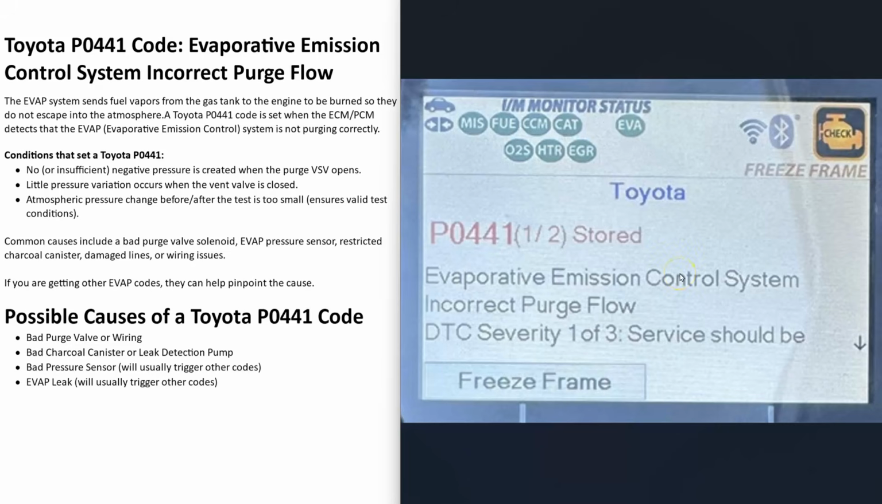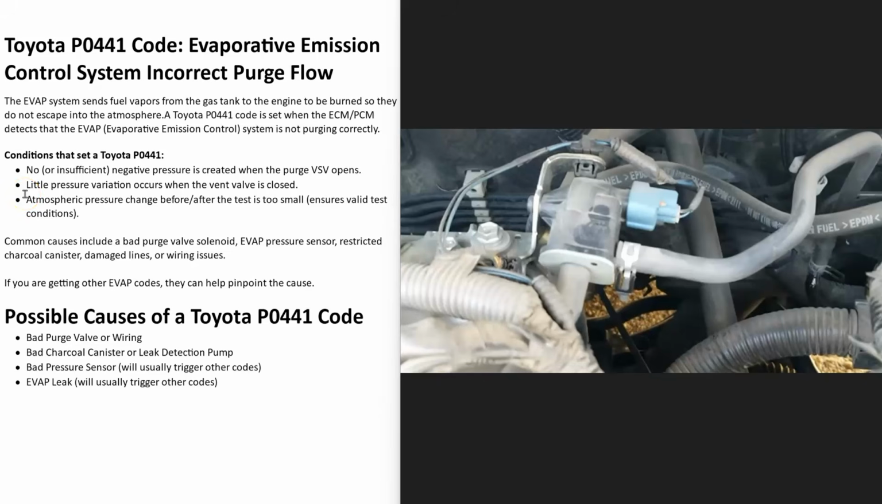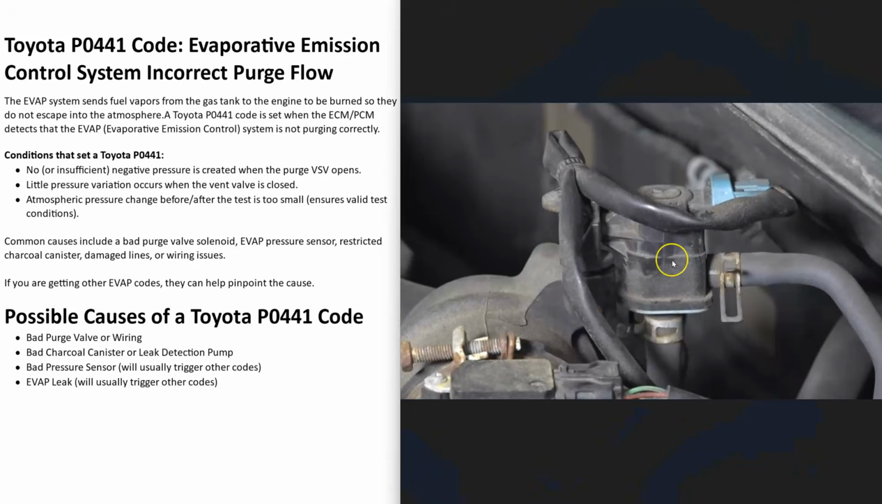And so what would be some possible causes of a Toyota with the P0441 code? Well, if you're only getting this P0441 code, the most common cause is going to be a bad purge valve. This purge valve is located up inside the engine compartment. All it does is stay shut until the computer sends it voltage, and then it opens up so that the gas vapors can go into the engine and be burnt away.